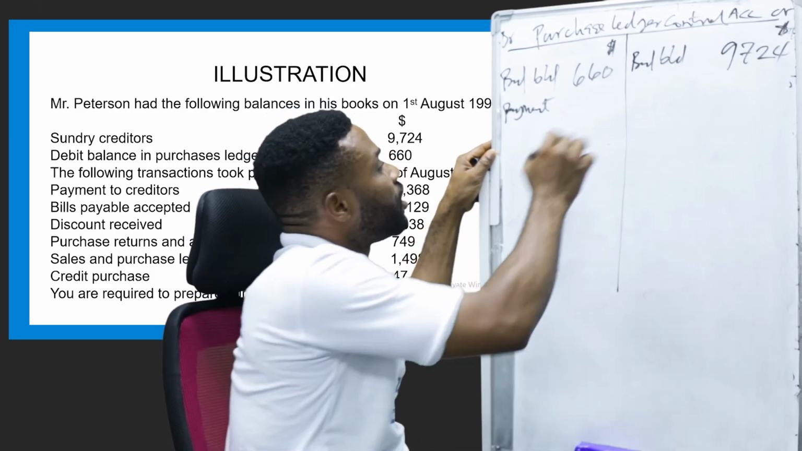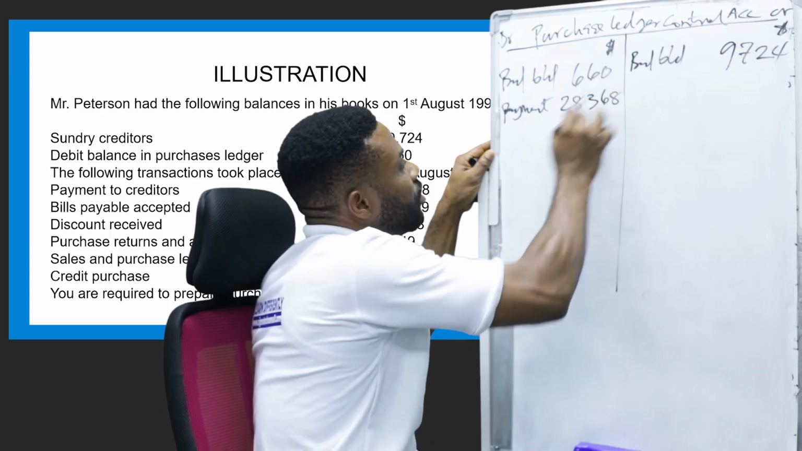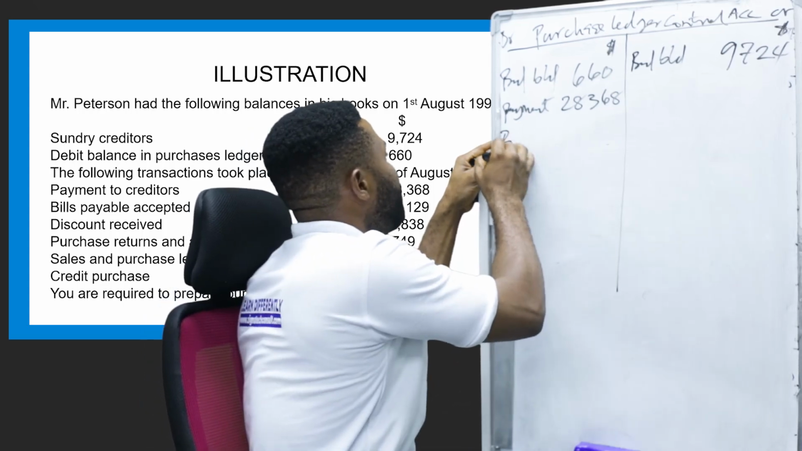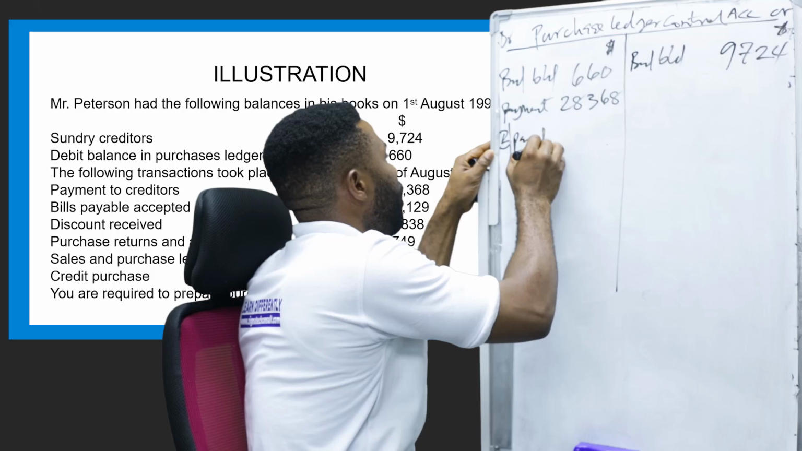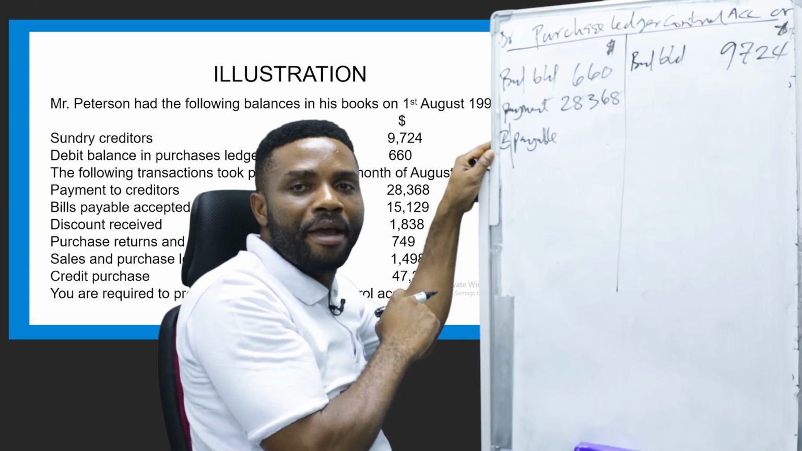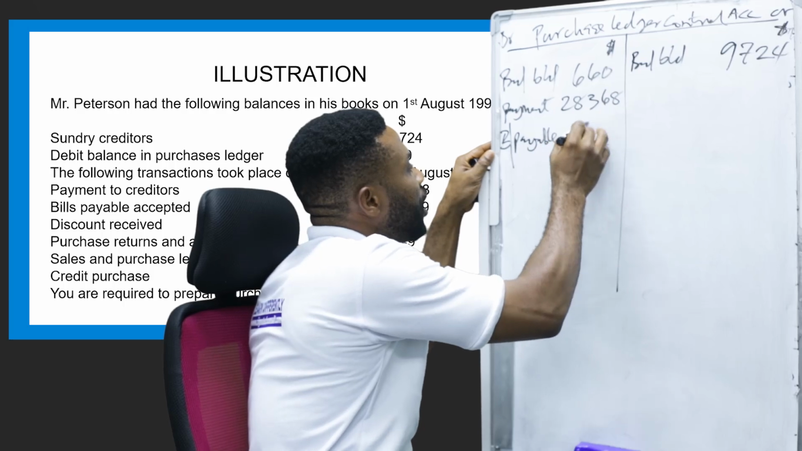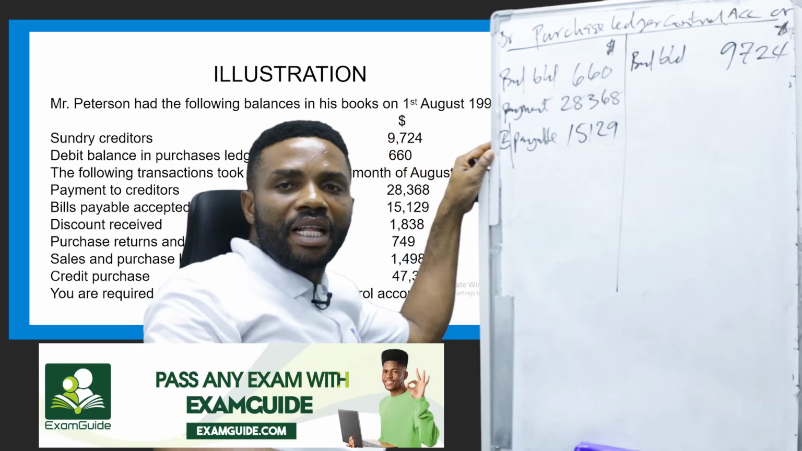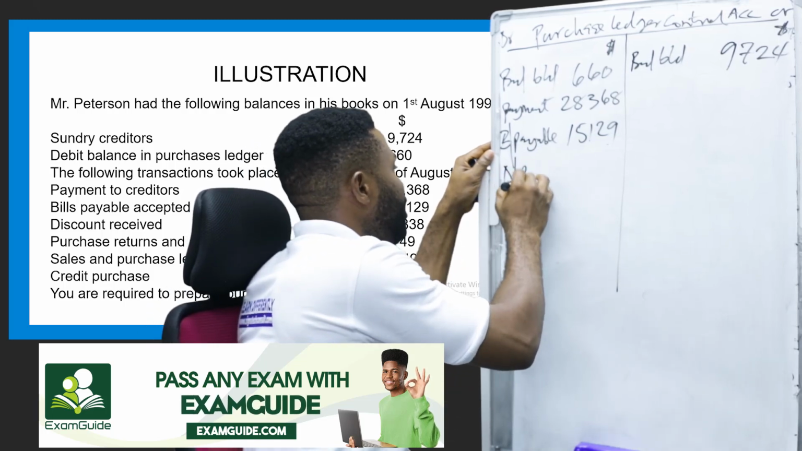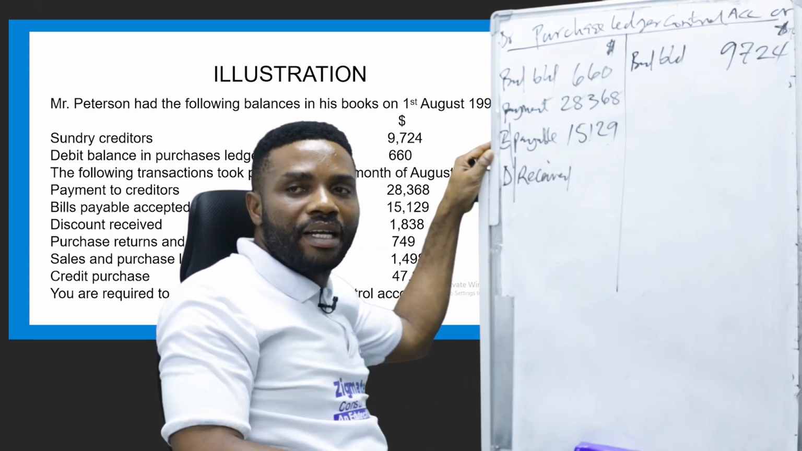Payment is how much? 28,368. Then the next one is bills payable accepted. Write B/payable. B represents bills, and then you write payable there. Bills payable accepted is 15,129. Then the next one is discount received. Just write D/receive. Discount received, 1,838.